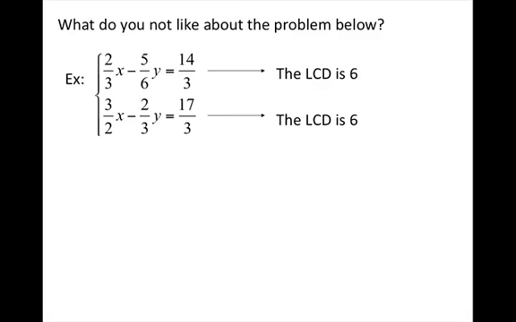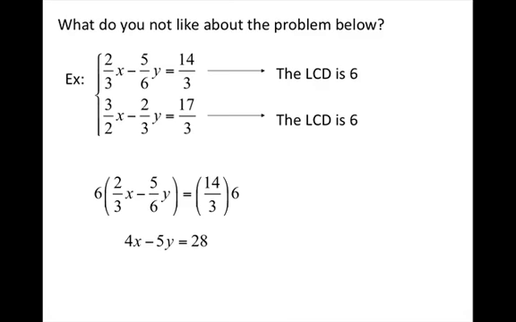So I'm going to begin by multiplying the first equation by 6. And if you wish to use the button on your calculator, you can. But 2/3 times 6 gives me a 4. 5/6 times 6 gives me a -5. Basically, the 6 is canceled in that one. And then 14/3 times 6 gives me a 28. So I end up with the equation 4x minus 5y equals 28. This equation is the same as 2/3 x minus 5/6 y equals 14/3.